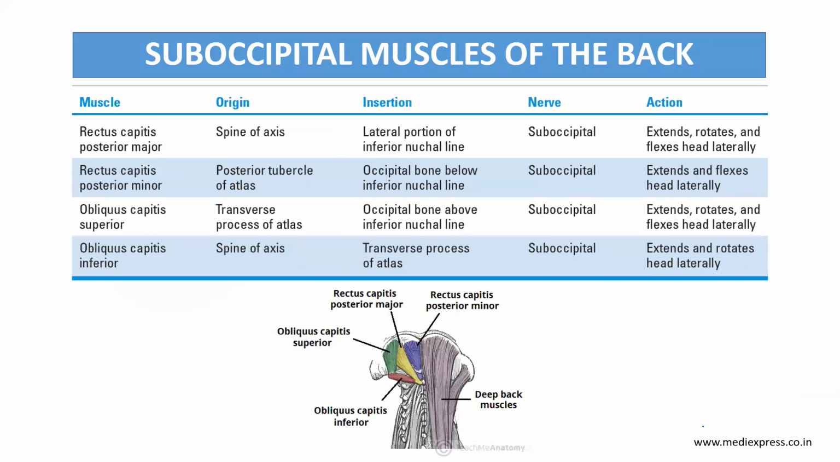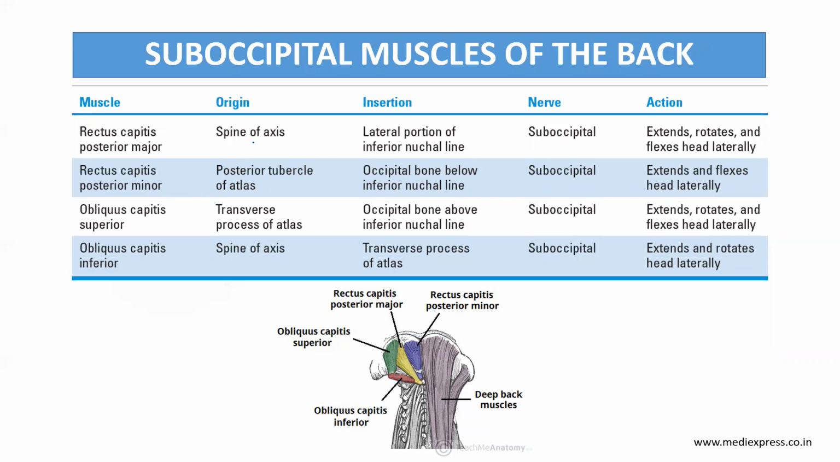Now coming to the occipital muscles of the back. You can see the picture over here. We have rectus capitis posterior major, the one in yellow. Rectus capitis posterior minor, the one in a little violet color. Then obliquus capitis superior, green. Obliquus capitis inferior in brown. So these are the four occipital muscles of the back.